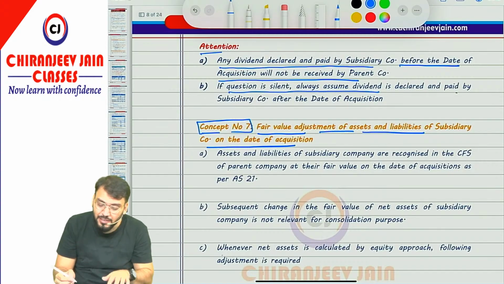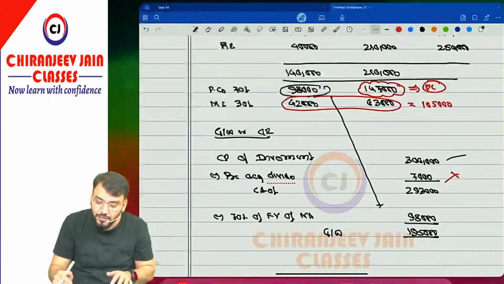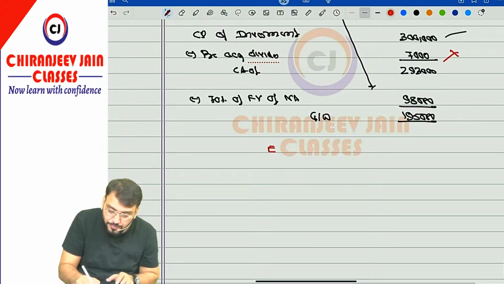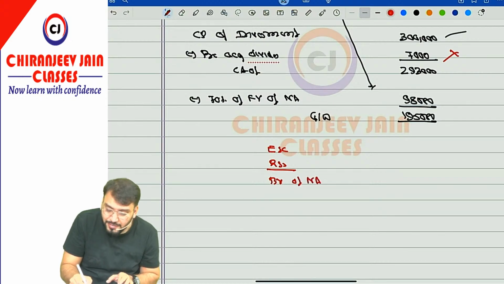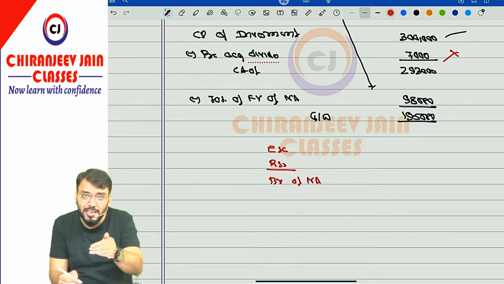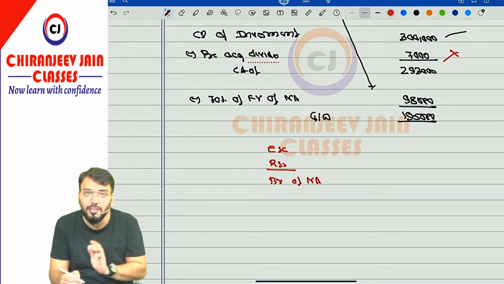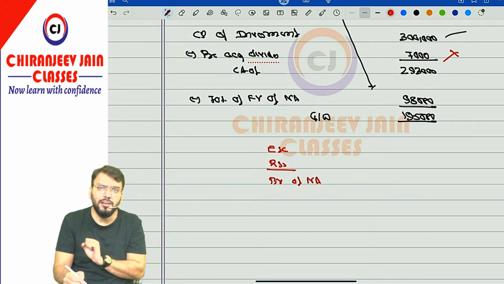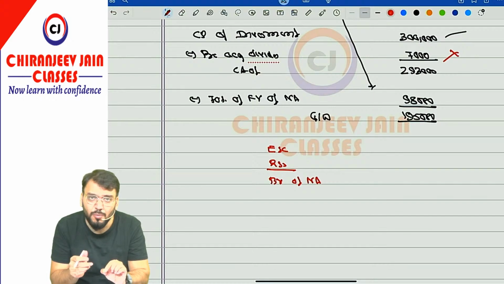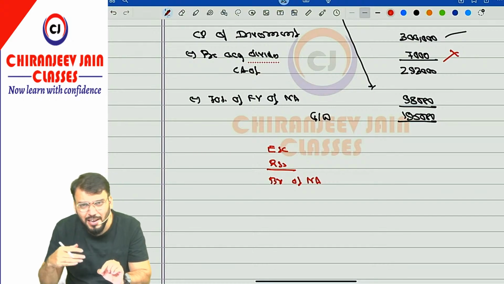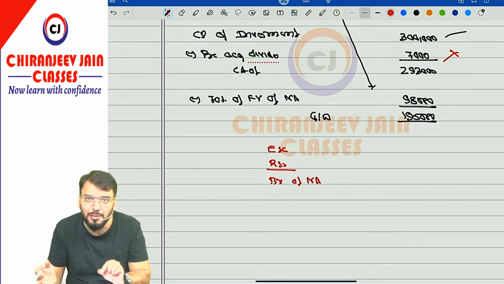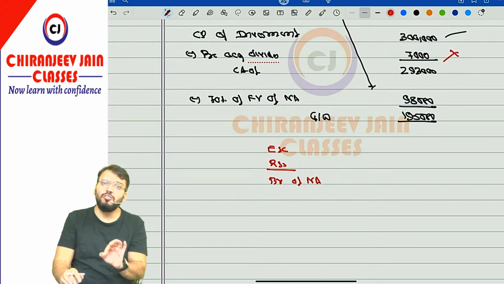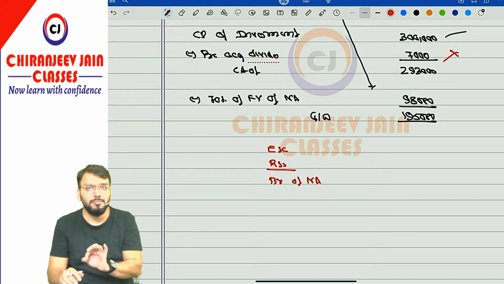Just try to understand, if I am taking equity share capital plus reserve and surplus, this becomes book value of net asset. But if the fair value information about net asset is given, we should find out the fair value now. So some fair value adjustment is required. Normally in exam, fair value information will be given only for property, plant and equipment. It can be for any other asset or any other liability also, but from exam point of view, they normally provide fair value information of property, plant and equipment.